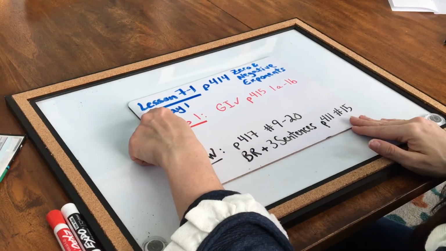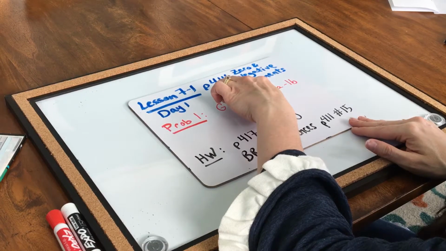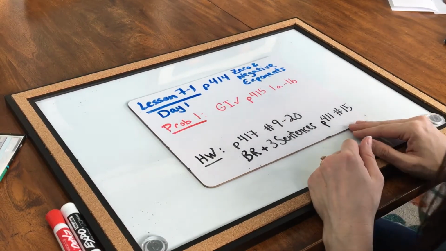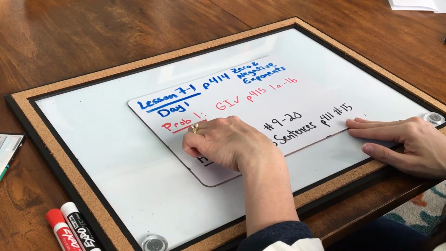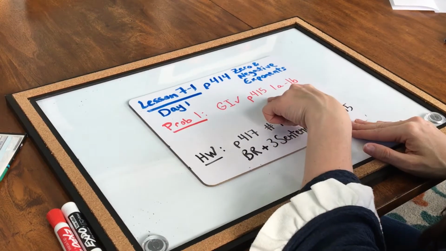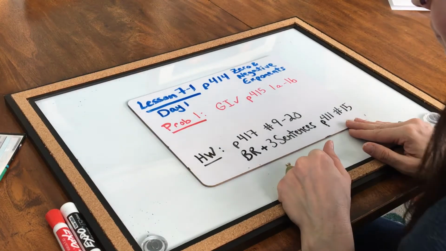Today we're going to be doing lesson 7-1, day 1. The lesson title is Zero and Negative Exponents, and it's on page 414 of your book. We'll be doing 2 gotta checks today, and we'll be focusing on problem 1. So we'll do 2 gotta checks on page 415, number 1A and 1B. So we will do both of those.